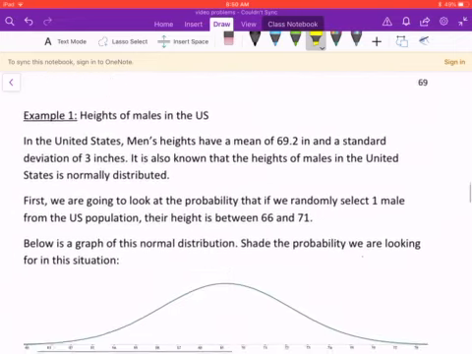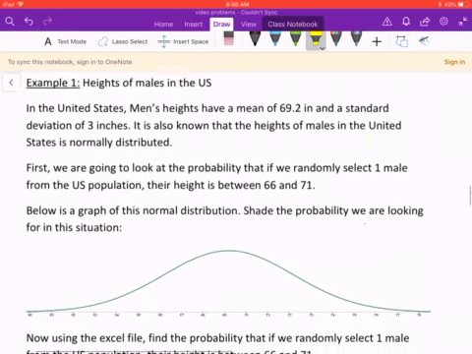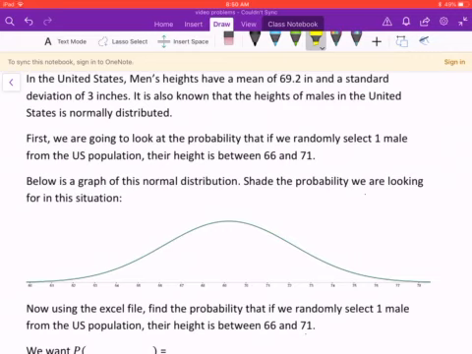Heights of males in the U.S. In the United States, men's heights have a mean of 69.2 and a standard deviation of 3. It is also known that the heights of males in the United States are normally distributed. So since it's normally distributed, we don't really have to worry about the size of the sample. First we're going to look at the probability that if we randomly select a single male from the U.S. population, their height is between 66 and 71. This is exactly what we did last week in 6.2 and 6.3.